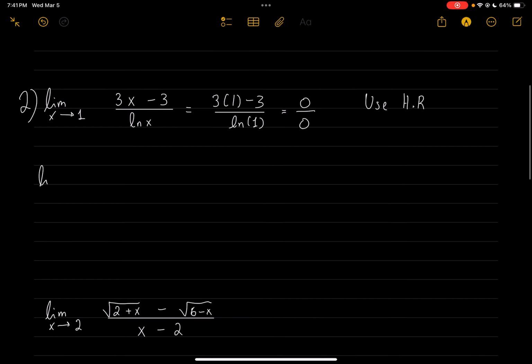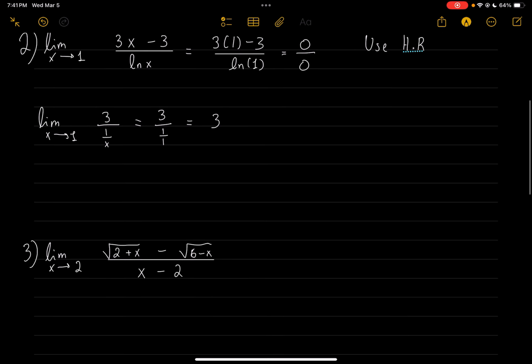So the derivative of the numerator is very simple. It's going to be 3. And the derivative of the denominator is going to be 1 over x. So now if you replace x with 1, you're going to get 3 over 1 over 1, which is 3. And that's basically it.